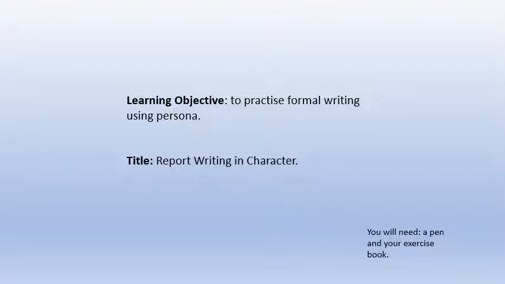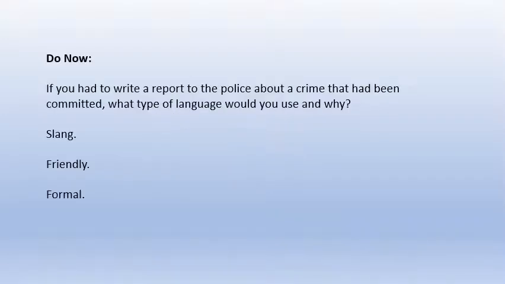Today you're going to need a pen and your exercise book, and your title is Report Writing in Character. All that means is, in character, you're going to continue assuming the voice of the character that you wrote the description of the battle for Toad Hall in yesterday. Anyway, write that into your books, report writing in character, underline it, and then on to the next slide.